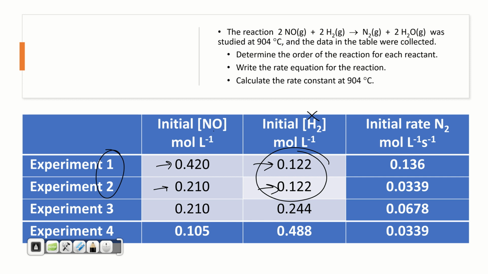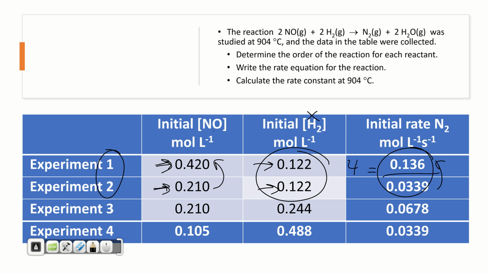But for NO, it looks like I halve the concentration. I'm going to actually do this the other way. I'm going to look from 2 to 1 because I think that might be easier. So from experiment 2 to experiment 1, I double my concentration. What does that do to my rate? All I need to do is divide these two. If I do 0.136, and this is something I feel like some of you could just look at and see, divided by 0.0039, this is equal to 4.